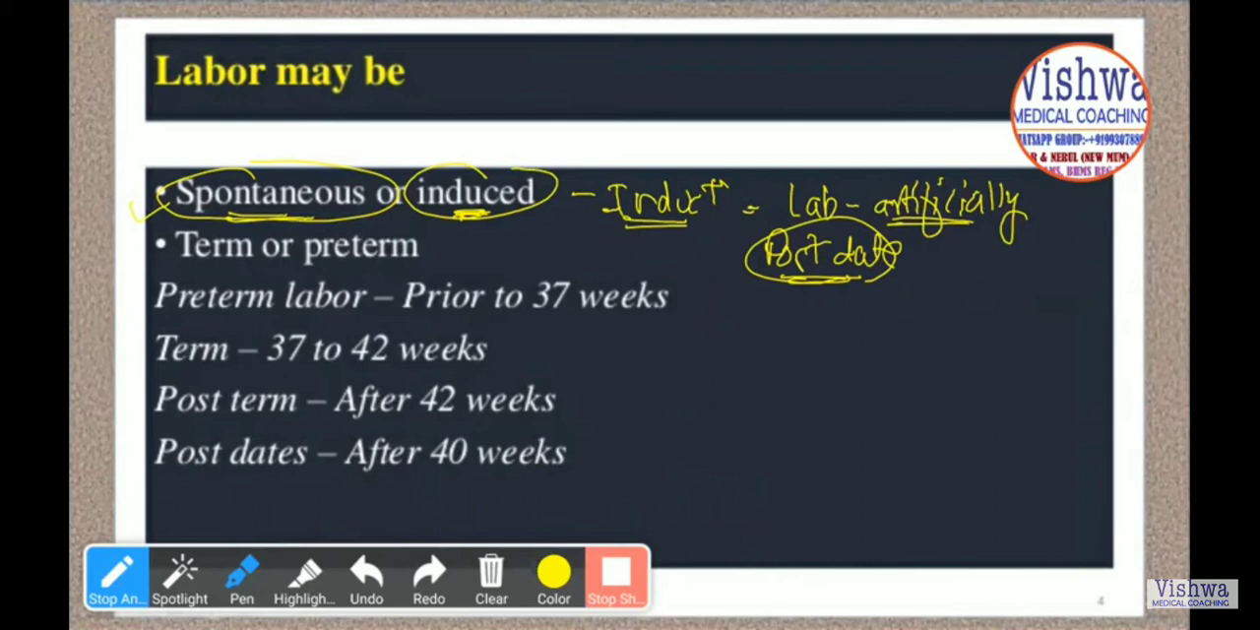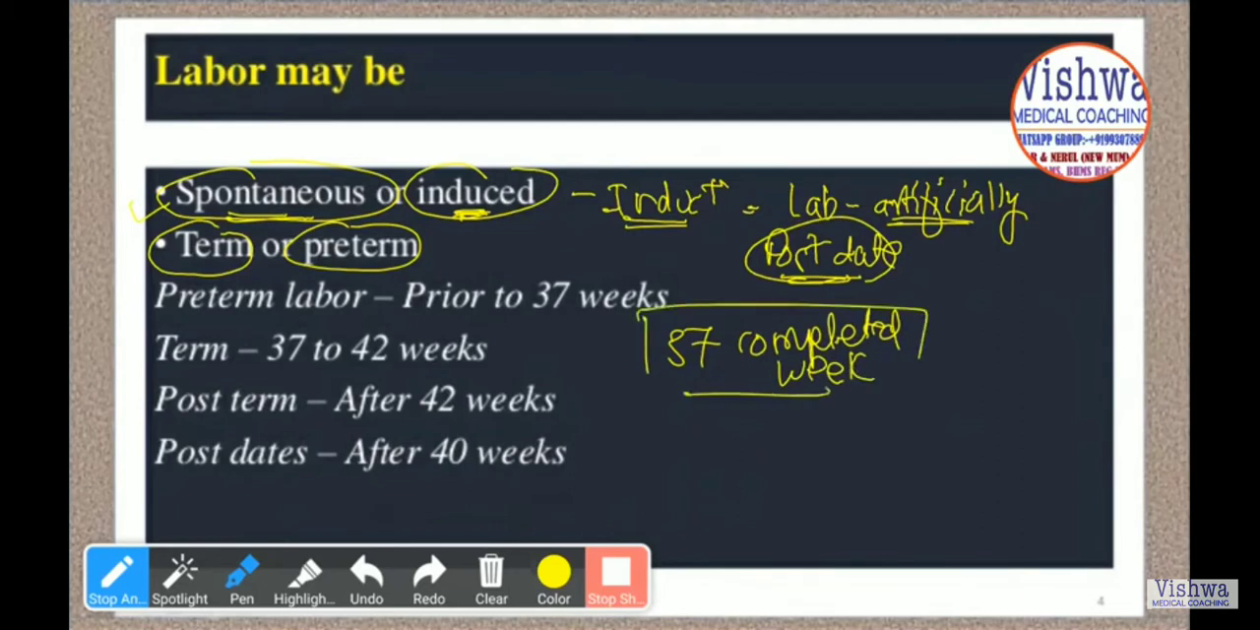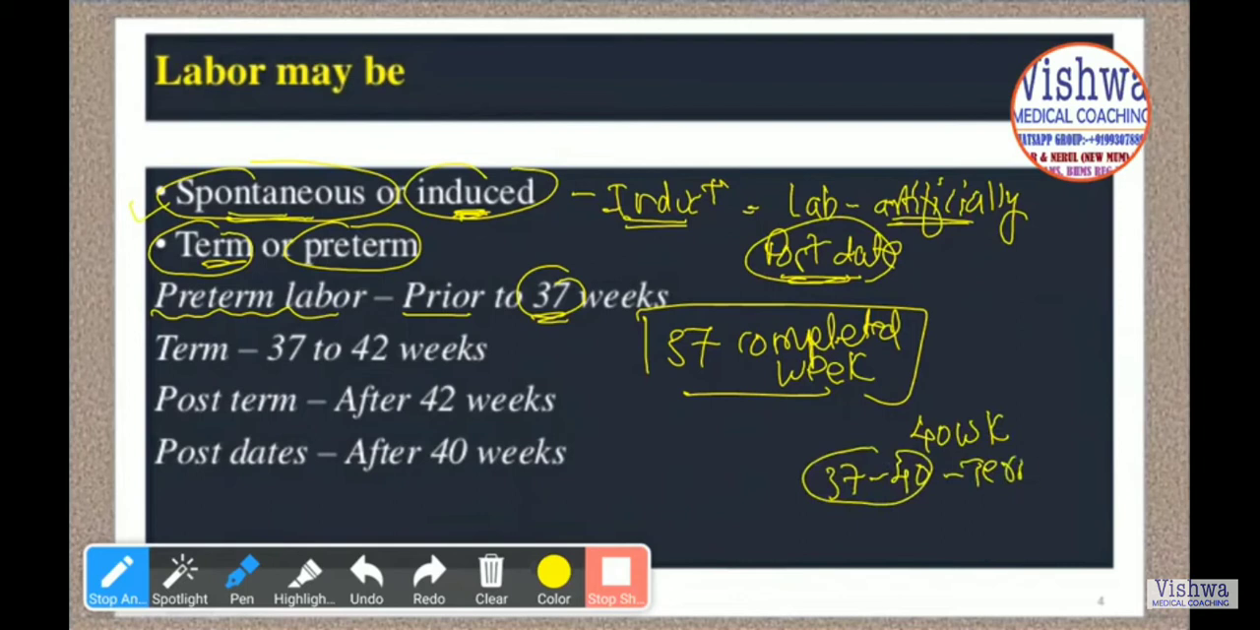It can also be classified as term or preterm. Remember, term labor is 37 completed weeks. If the labor is prior to 37 weeks, it is preterm. Total pregnancy we consider is about 40 weeks. So 37 to 40 weeks is considered term. If it is before 37 weeks, it is called preterm. 37 to 42 weeks, okay.